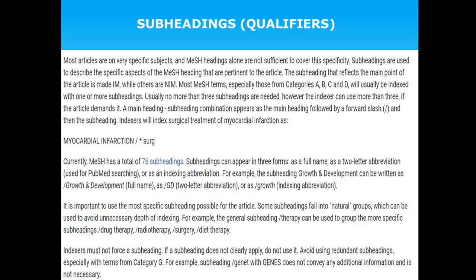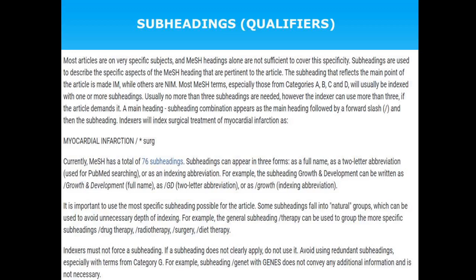The subheading that reflects the main point of the article is IM. Okay, that is, reflects the main point of the article. Any subheading which reflects the main point will be IM automatically, while others will be NIM. Most MeSH terms, especially those in categories A, B, C, D, will usually be indexed with one or more subheadings. A is anatomy, B is organisms, I guess. Usually no more than 3 subheadings are needed, rule of 3 or something. However, the indexer can use more than 3 if it demands. That is the general rule. If the indexer feels it is necessary to use it, you can use it, or else no need to use it. Fine.